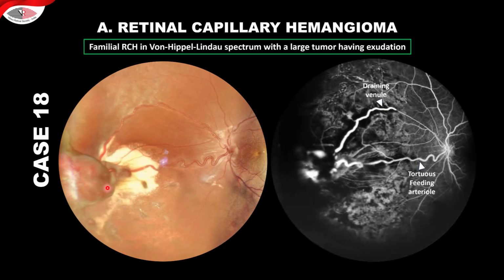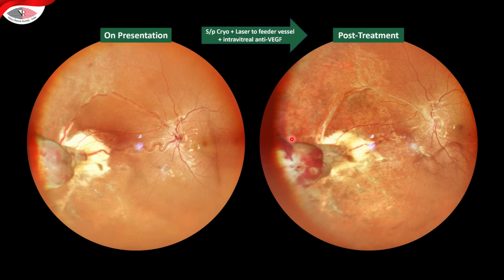So we did a lot of cryo. You can see this is the follow-up, and you see the tortuous feeding vessel and the draining arteriole at this stage. And as we treat this patient, you can see that there's a lot of scarring, laser scarring that has happened.